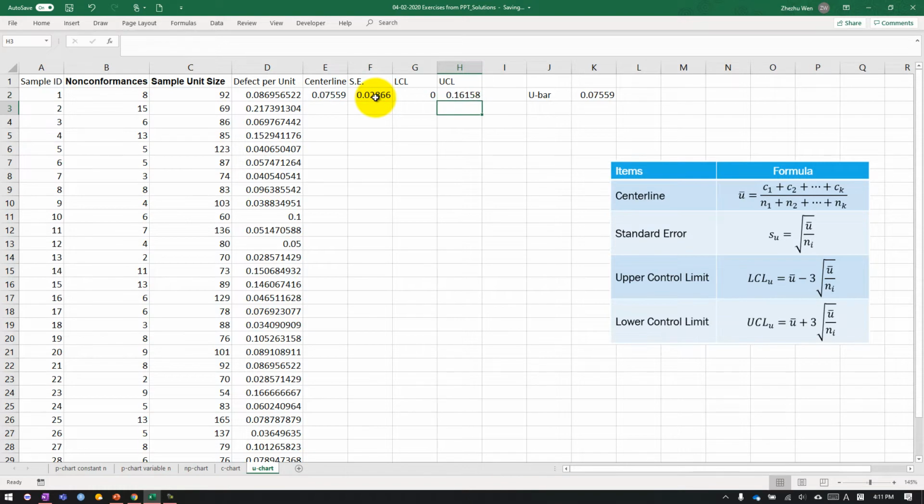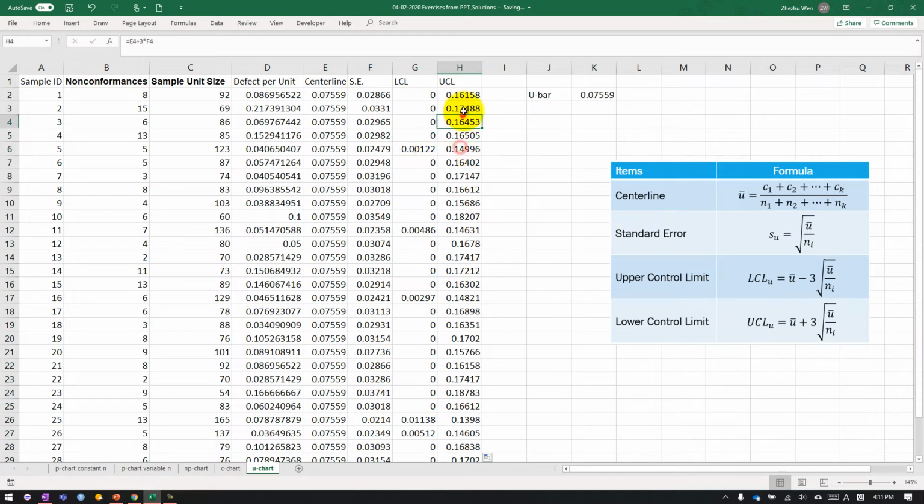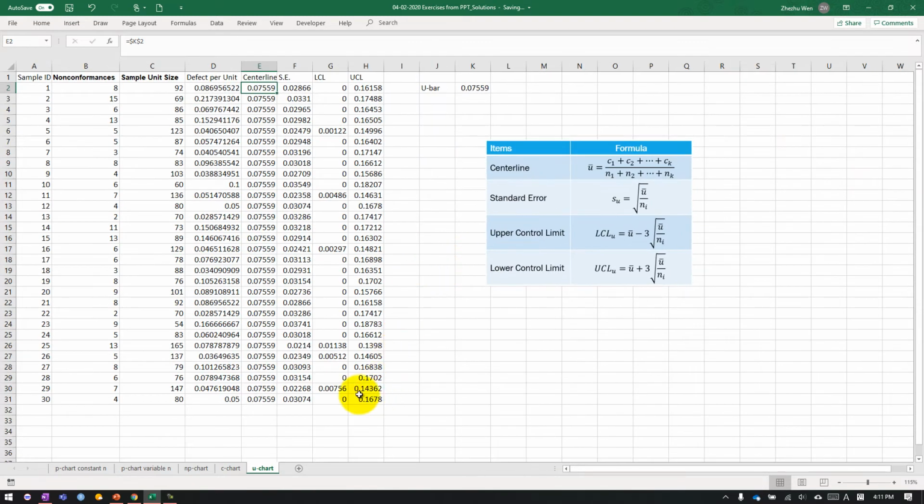The upper control limit is the center line plus 3 multiplied by the standard error. The sample size is different from sample to sample, so you will see the standard error is different from sample to sample. Therefore, you see different control limits from sample to sample. With this, you have all the numbers you need to construct a control chart.